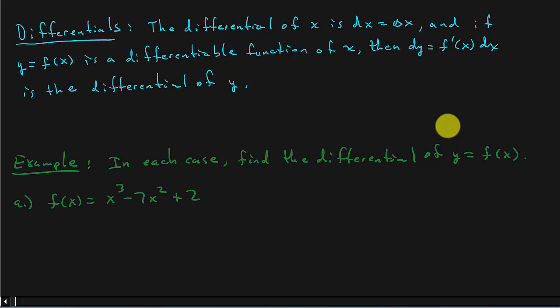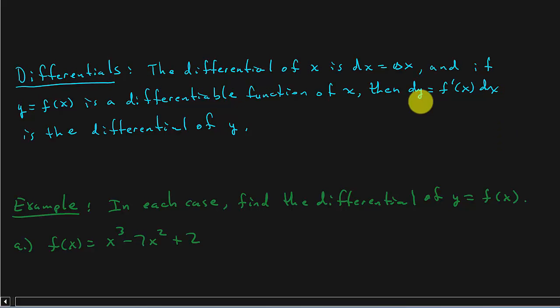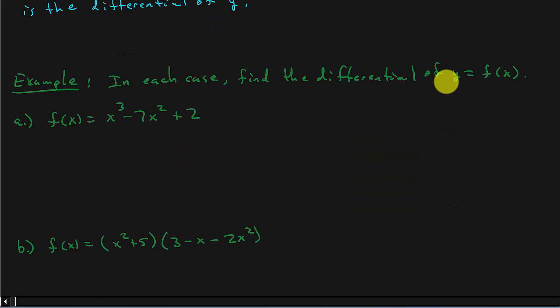All right, so let's look at differentials. That's basically what we've been doing here. The differential of x is dx equals delta x. And if y equals f of x is a differentiable function of x, then dy is equal to f prime of x dx, the differential of y. So for the differential, it's what we've been doing up here. The differential is just the derivative of the function times that dx. See, dx is equal to delta x.